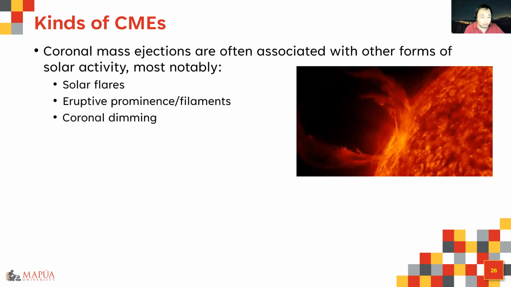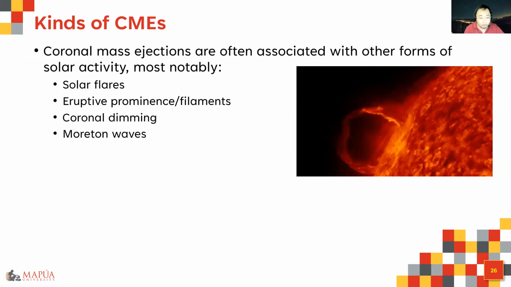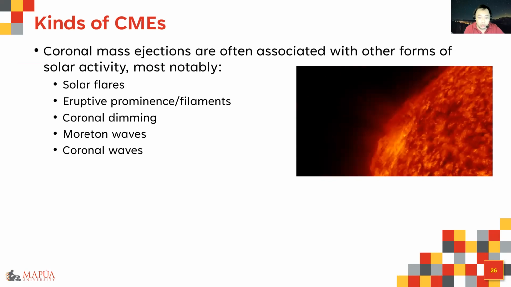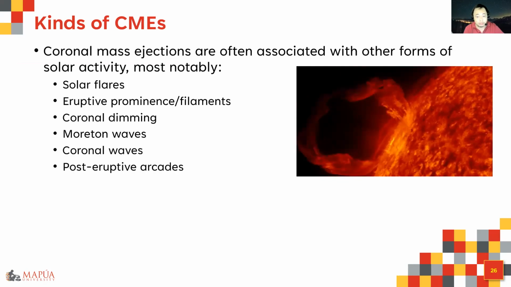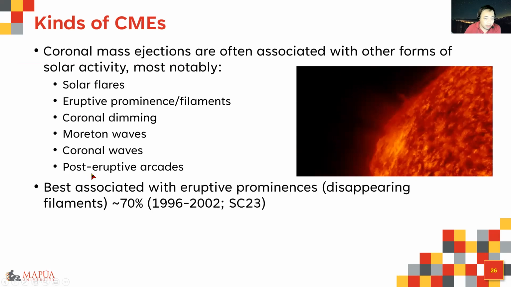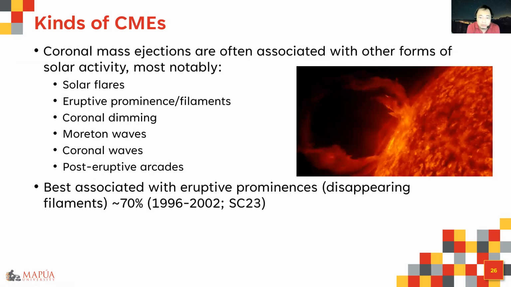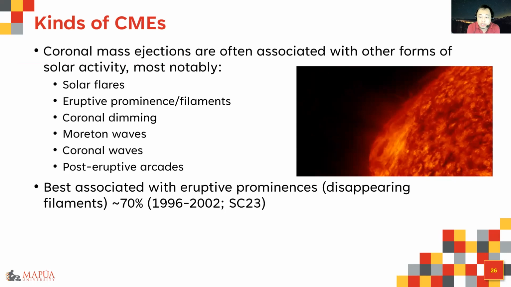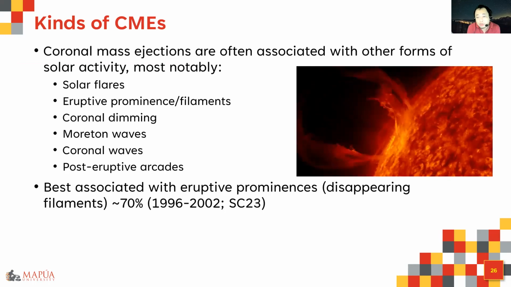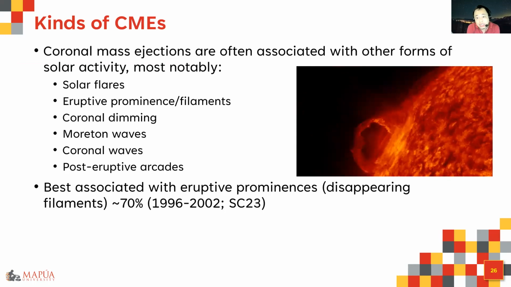There's also what we call coronal dimming, Moreton waves, and coronal waves, as well as post-eruptive arcades. Two solar cycles ago, solar cycle 23, a study was made and they counted how many of these happened during the solar cycle. They found out that the coronal mass ejections are best associated with eruptive prominences, or sometimes we call this disappearing filaments.